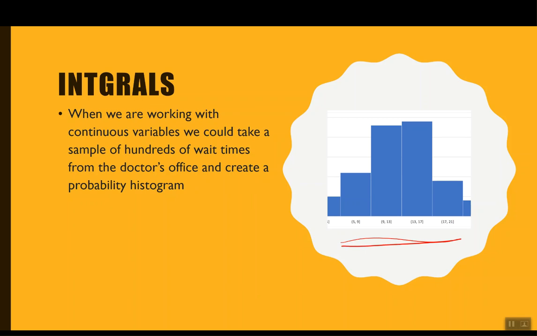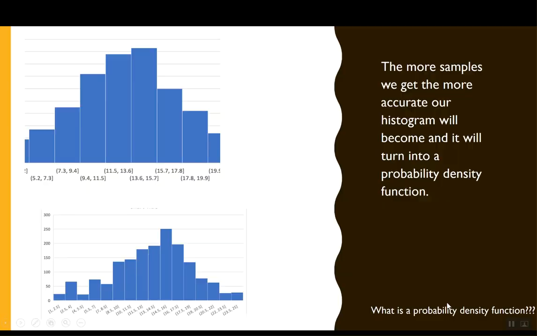Then what we would want to do from there is create a more accurate histogram by taking more and more samples. The more samples that I take, the more accurate my histogram will become. So here I took more samples to make this graph, and then I took even more samples to make this graph below. Once we take all of these samples, we're able to create what is called a probability density curve, or probability density function.